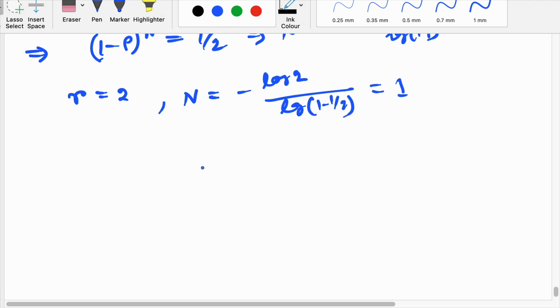Now the same question if I ask for slightly r equal to 1.1, you will find that number is increasing exponentially, so it will become 7 times.